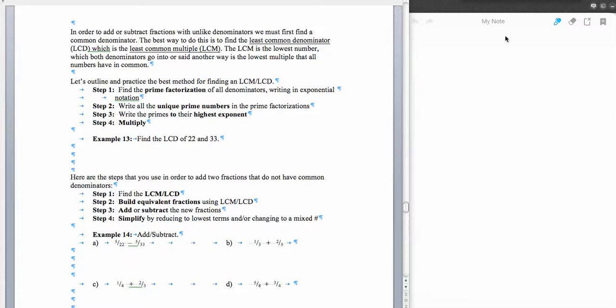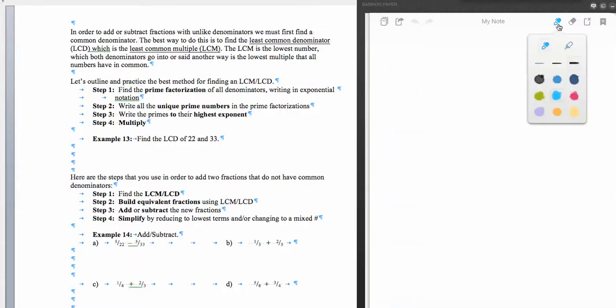Our next lecture in section 2.2 is to learn how to find the least common multiple. The least common multiple, or also called the least common denominator in our application, is the way that we're going to find a common denominator so that we could then build a higher term so that we could then add or subtract two fractions which already do not have the common denominators.